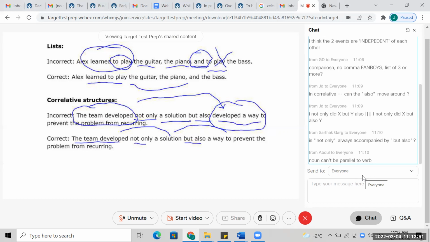Can the "not only" be... wait a second. "Not only did X."